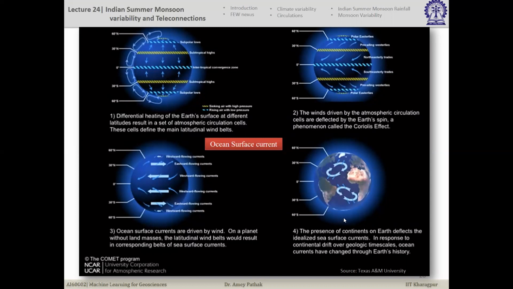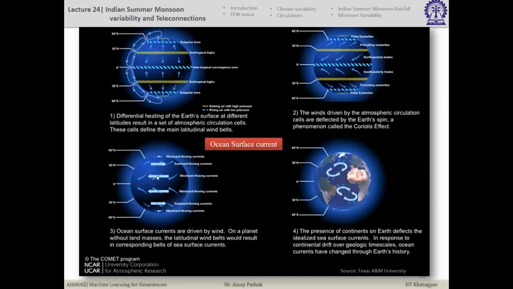Okay, now this is how the air current takes place. What happens to the ocean current at the surface? Let's assume for a moment that we don't have any land mass. In the absence of land mass, there will be strong flows driven by the surface flow, considering this Ekman transport. Ocean surface currents are driven by the wind on a planet, and this is a planet without landmass. The latitudinal wind belts would result in corresponding belts of surface current.